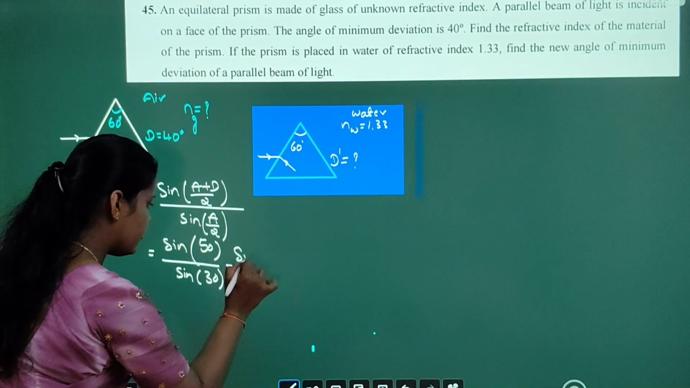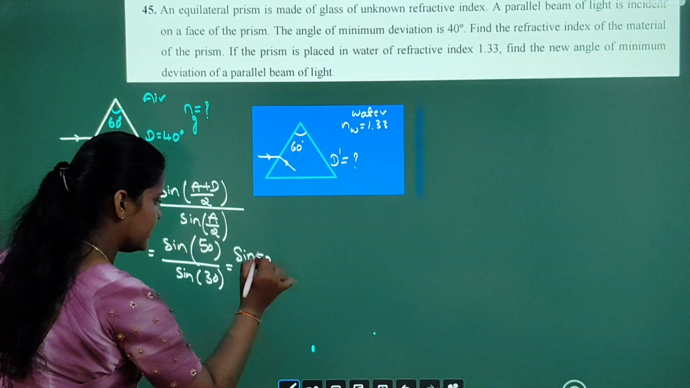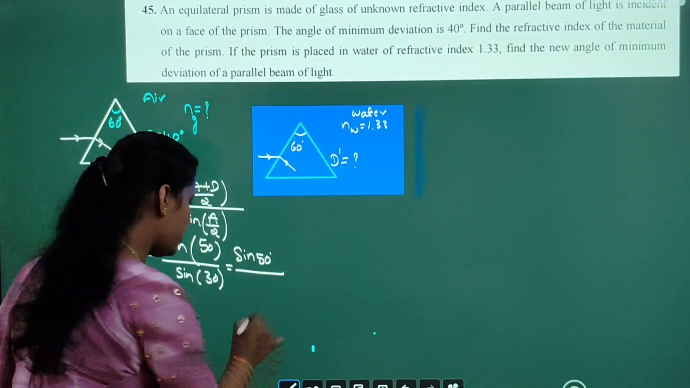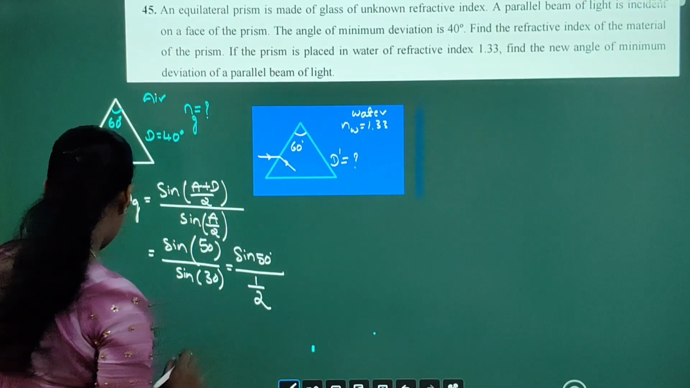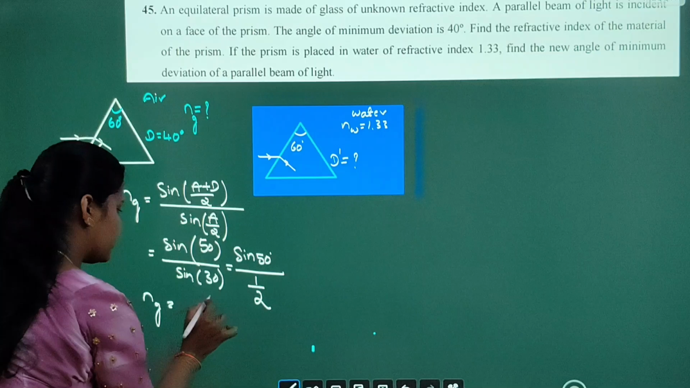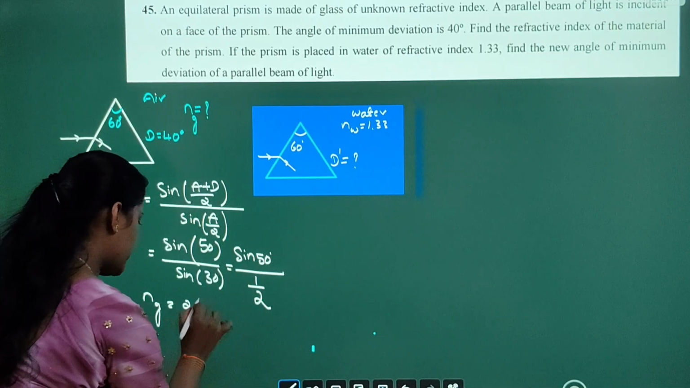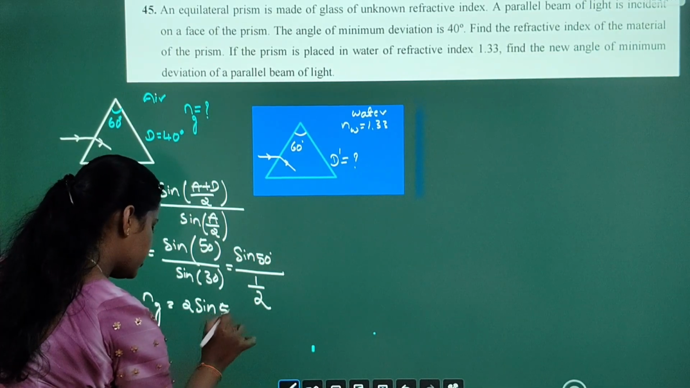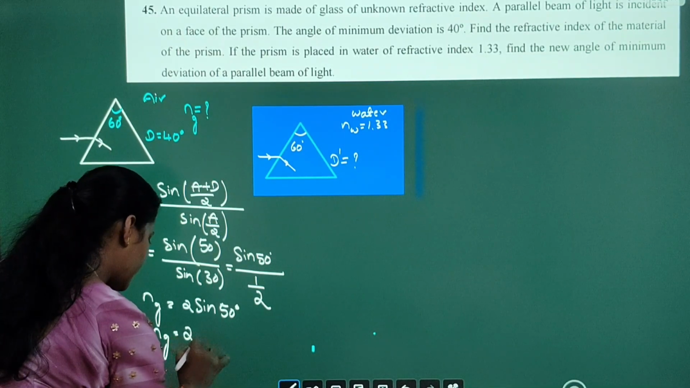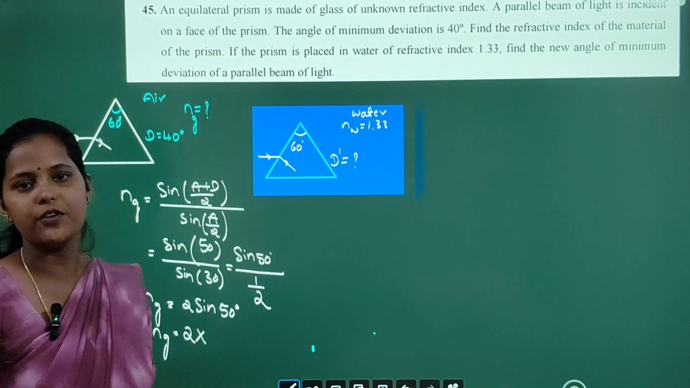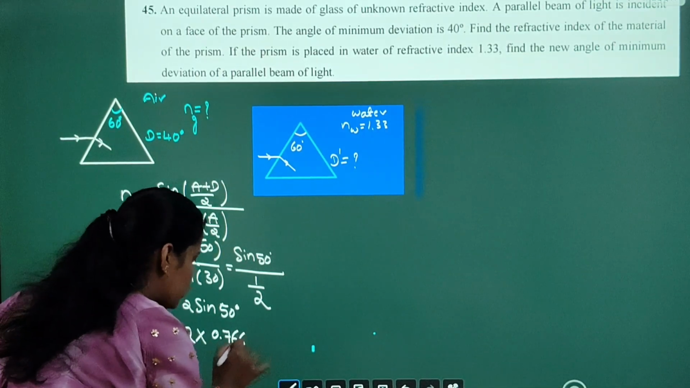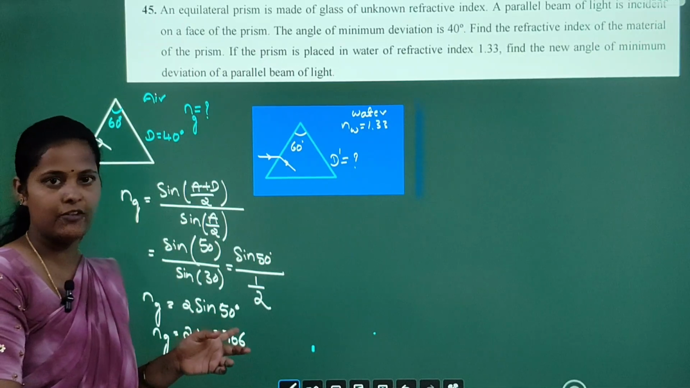So, sine 50 degree upon sine 30. What is the sine 30 value? Sine 30 is 1 by 2. So, Ng, the refractive index of glass, is equal to 2 sine 50 degree. So here Ng is equal to 2 into sine 50. What is the value of sine 50? 0.766. Using the log table, we have to use this sine 50 degree.